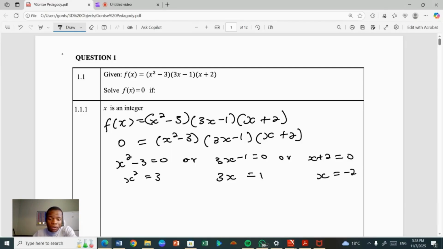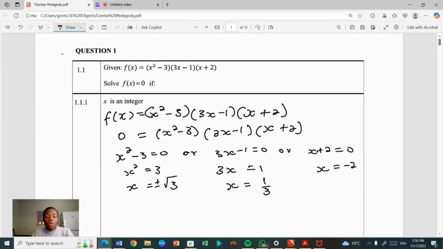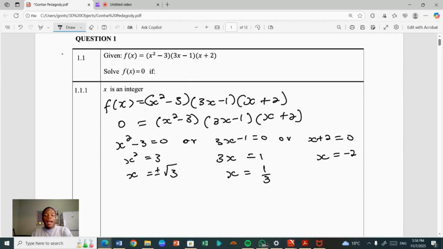So from here you just have to make x the subject of the formula. You put the square root on both sides to cancel the square. Then you have x is equal to plus or minus square root of 3. Then here you divide both sides by 3, then x is equal to 1 over 3. But here we are asked to find the value of x, and x is an integer. So what is our integer here? Our integer is negative 2. So our x is equal to negative 2.